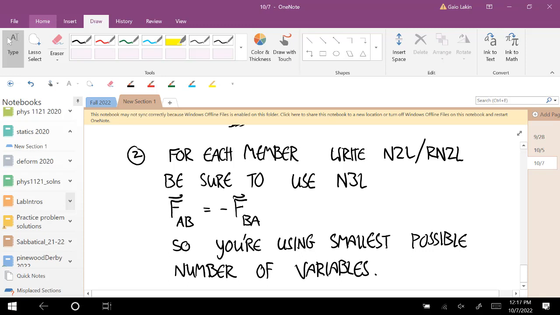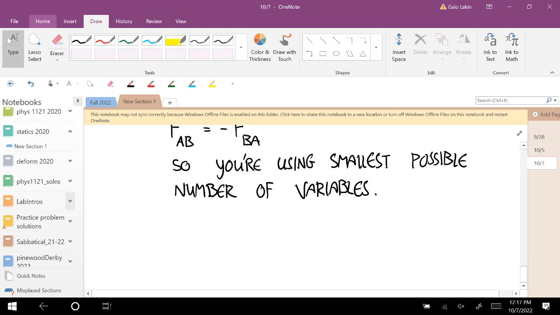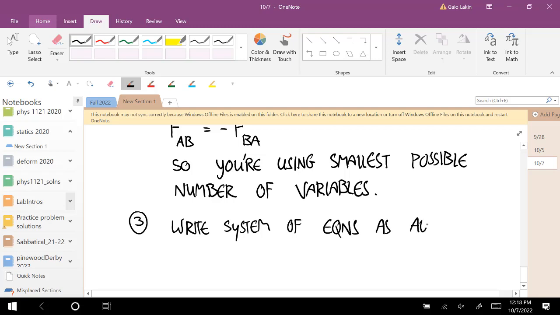Once you're done with all of those members, write out your system of equations as an augmented matrix, and solve using RREF.